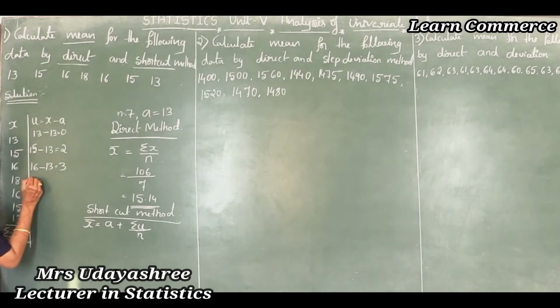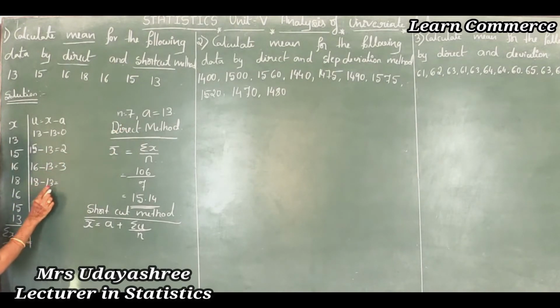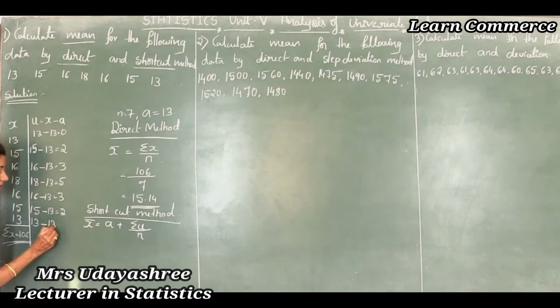Next X observation is 18 minus A is 13, so 18 minus 13 is 5. Next X observation is 16 minus 13, which is 3. Next X observation is 15 minus 13, which is 2. Next X observation is 13 minus 13, which is 0. So these are the U observations.